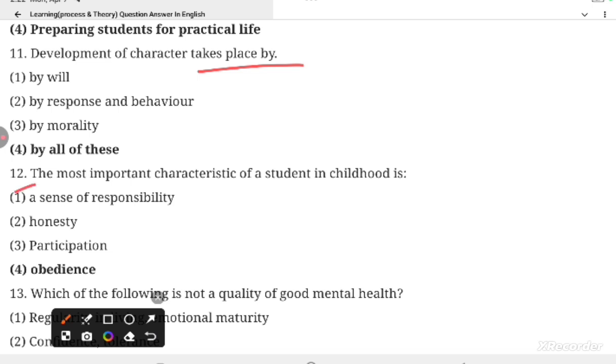Question 12. The most important characteristic of a student in childhood is obedience. Options: a sense of responsibility, honesty, participation. But the most effective answer is obedience.